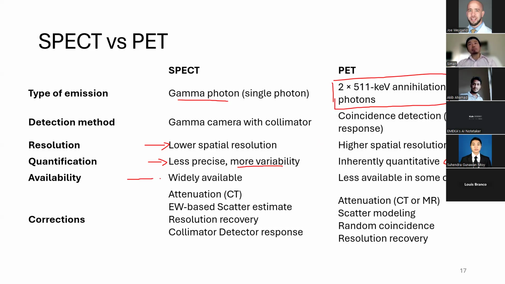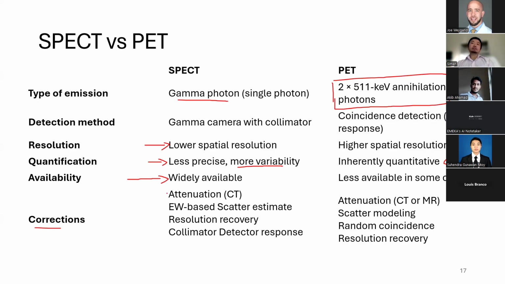Availability: SPECT tends to be more widely available versus PET, primarily because of the PET agents. Usually the radionuclides used have a low half-life, so the radionuclides need to be produced somewhat locally.